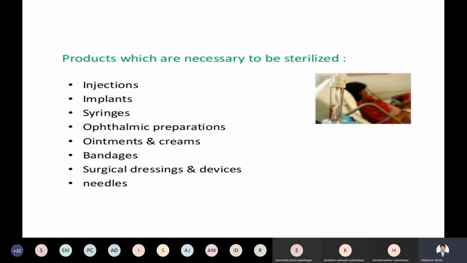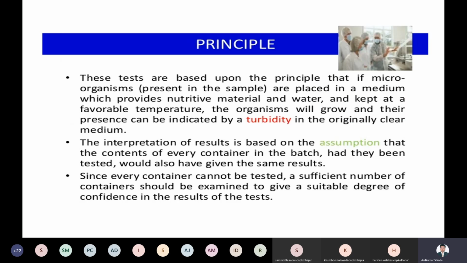If you have a problem, right? So surgical dressings and devices must also be free from bacteria to avoid the problem of contamination, right? We have already seen the needle, right? These are the different formulations. All the formulations should be sterile and free from bacteria.